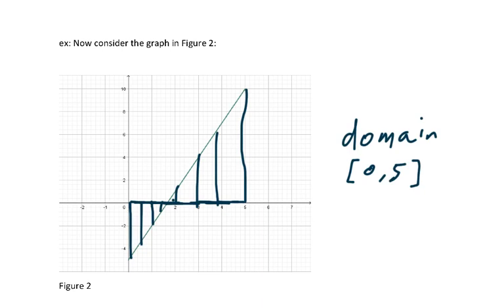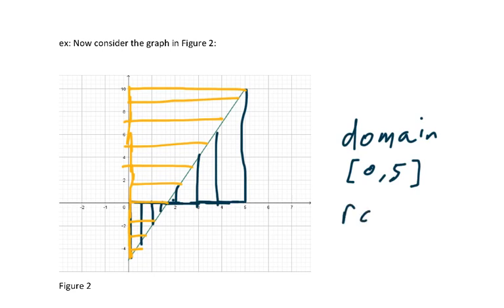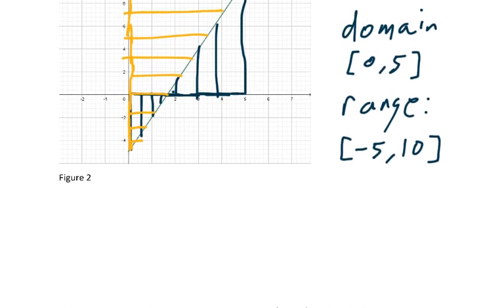And for the range, it's similar. Again, the only difference here is that you're going to push it onto the y-axis, so you're going to have to move horizontally. But hopefully you can see from what I'm drawing here, it looks like you're going to get all this. So it looks like we're going to get -5 to 10, if I read this correctly. So that's what our range is going to be for this one.